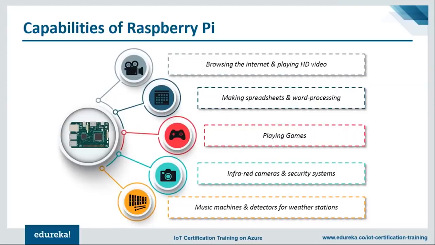Then you have various add-on capabilities like infrared cameras and security systems which can be built keeping Raspberry Pi as the core hardware. Then you can also use music machines as well as weather station detection, which we actually had done in our previous session. Now these are just some of the top capabilities that I have picked up from the list.